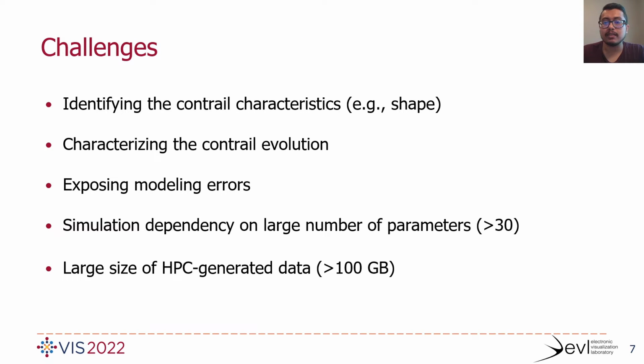However, visual analysis needs to meet several challenges. First, contrail characteristics are not well defined, hence identifying the contrail structure, the contrail shape, and characterizing its evolution in meaningful visual ways is difficult. Complex computational modeling tends to introduce modeling errors, which need to be exposed. Contrail simulations also depend on an unusually large number of parameters, and visualizing these many parameters is challenging. Last but not least, the HPC generated data is very large, which poses a challenge to effective visualization.